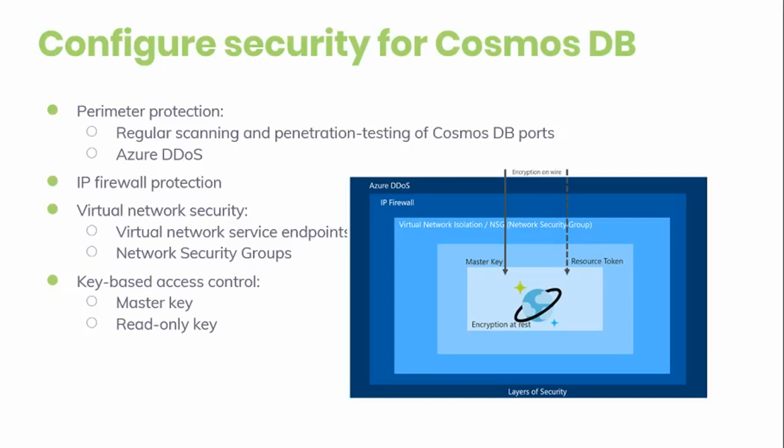You can filter network traffic to and from Azure resources in an Azure Virtual Network with a network security group. A network security group contains security rules that allow or deny both inbound and outbound network traffic from several types of Azure resources. All access to Cosmos DB is controlled by two keys, a master key and a read-only key. The master key, as its name implies, can do all the operations on Cosmos DB. A read-only key enables you to read the data, but no other actions are possible with this key.